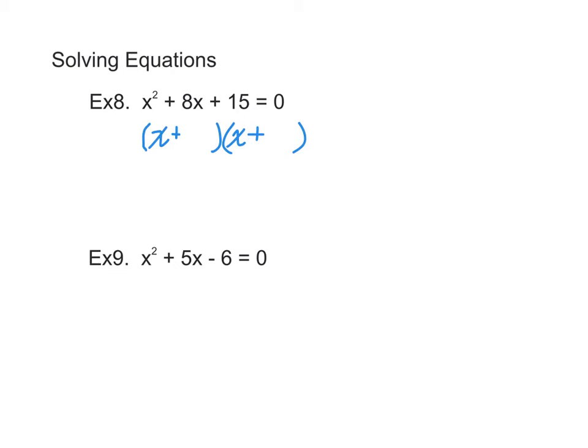We have two numbers that multiply together to give you 15, but add up to be 8. That would be 3 and 5. The zero product property tells us that one of those has to be 0. Either the x plus 5 or the x plus 3.